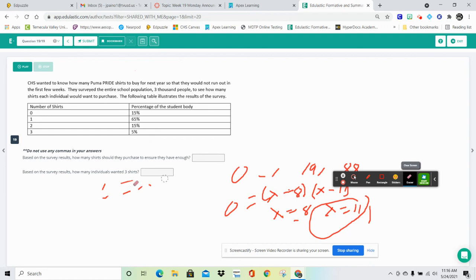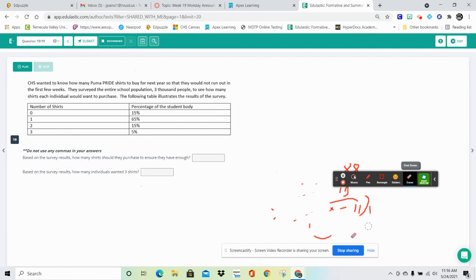Okay, now we say CHS wanted to know how many Puma Pride shirts to buy for next year so they would not run out in the first few weeks. They surveyed the entire school population, 3,000 people, to see how many shirts each individual would want to purchase. The following table illustrates the results of the survey. Based on the survey results, how many shirts should they purchase to ensure they have enough?